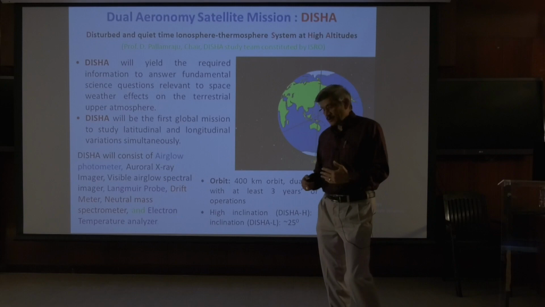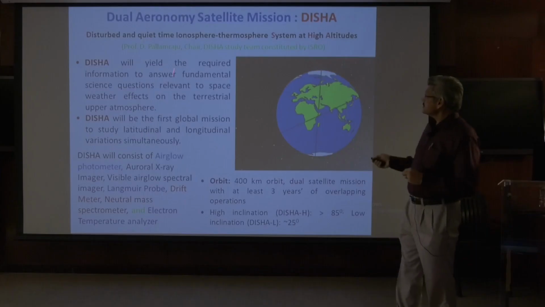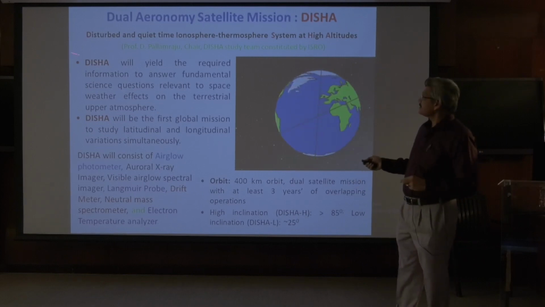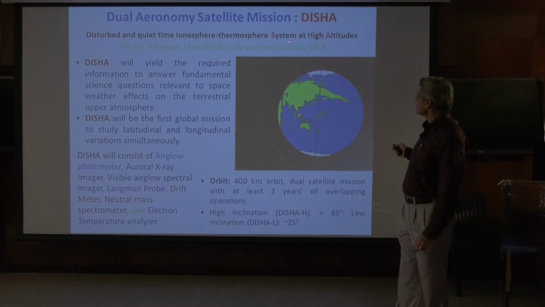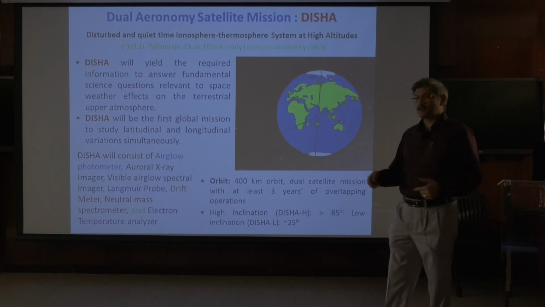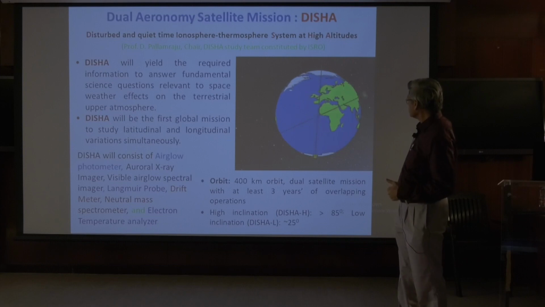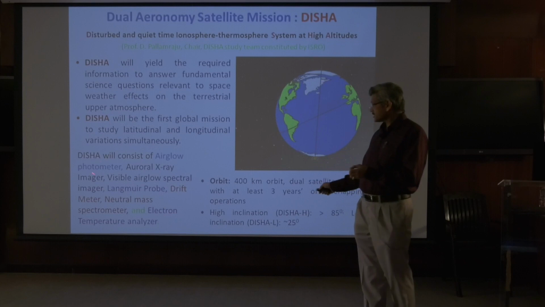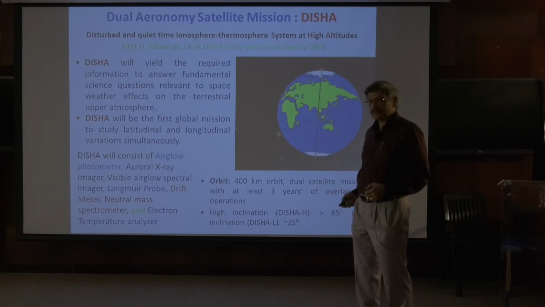Based on these experiments, and because of the importance of space weather studies, we had proposed a mission called the Disha mission, and I named it Disha based on Disturbed and quiet time Ionosphere Thermosphere system at High Altitudes. This Disha will be a dual aeronomy satellite mission. We will have 2 satellites, one going in high inclination, one going in low inclination, with optical photometers similar to what I just talked about, but adapted for space.